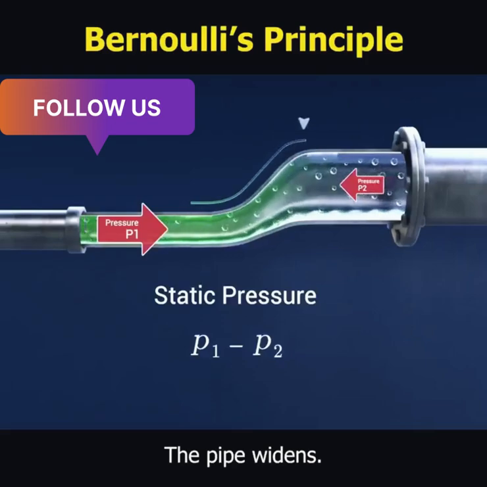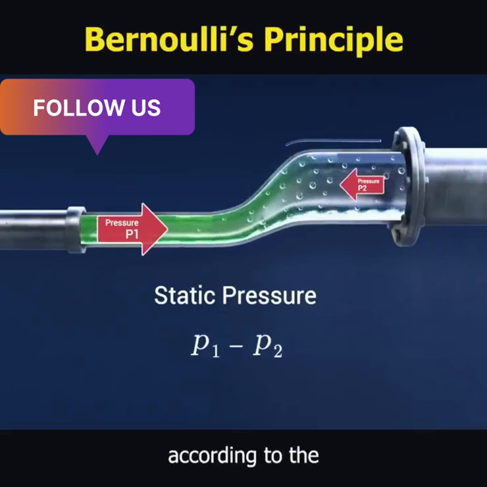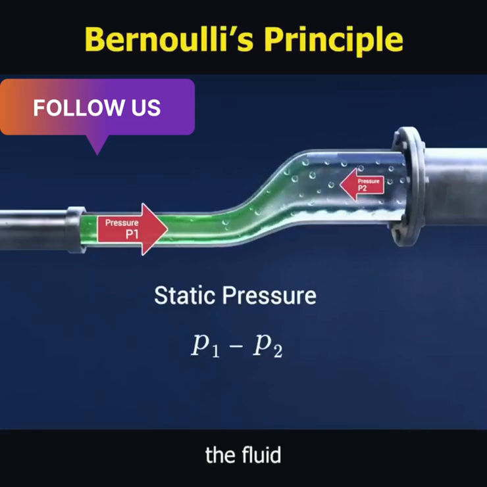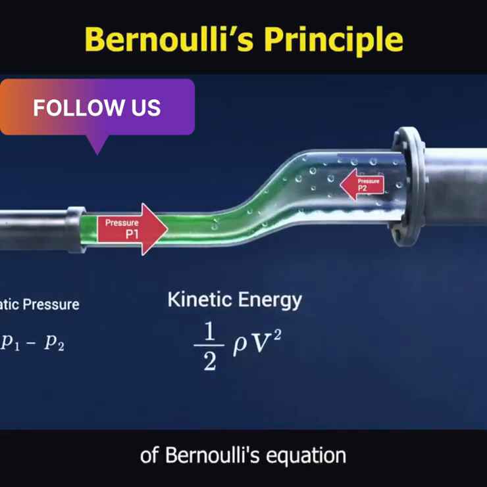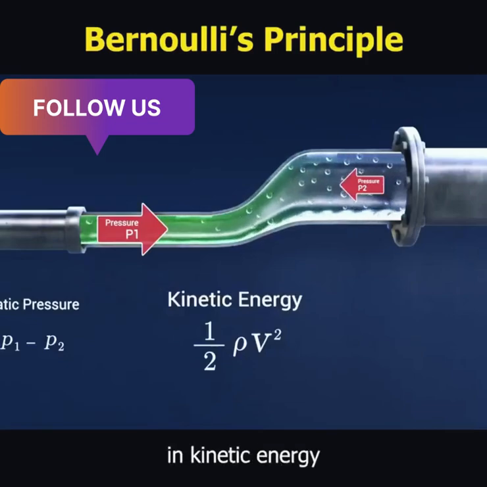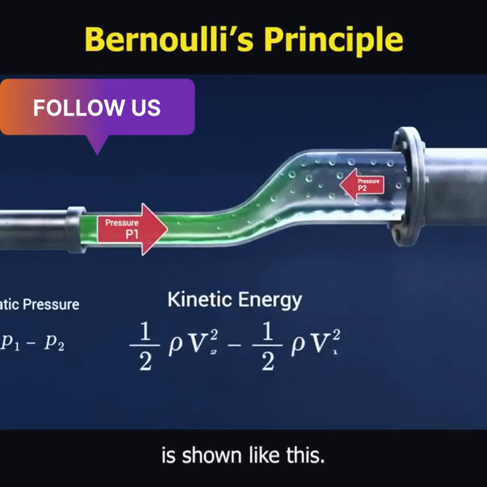As the pipe widens, the velocity changes according to the continuity equation. The kinetic energy per unit volume of the fluid is denoted by the following part of Bernoulli's equation: a half rho v squared. So the change in kinetic energy from point 1 to point 2 is shown like this.